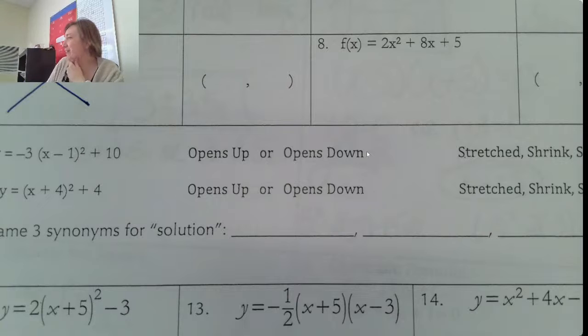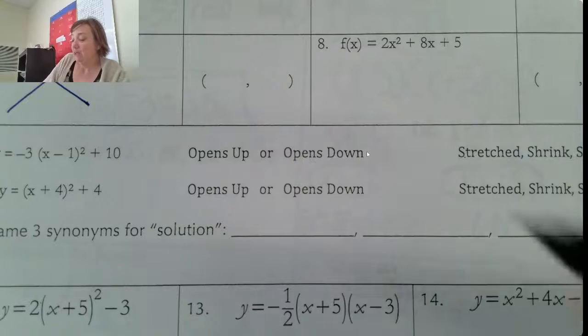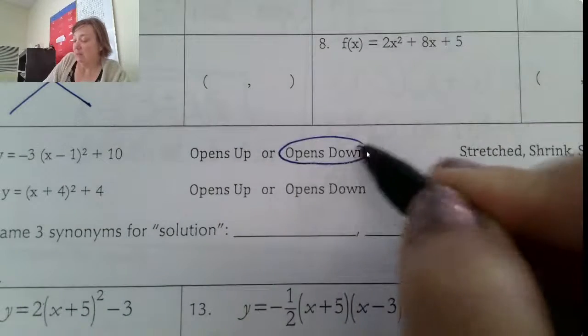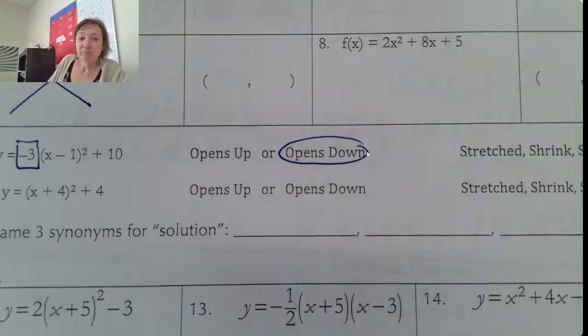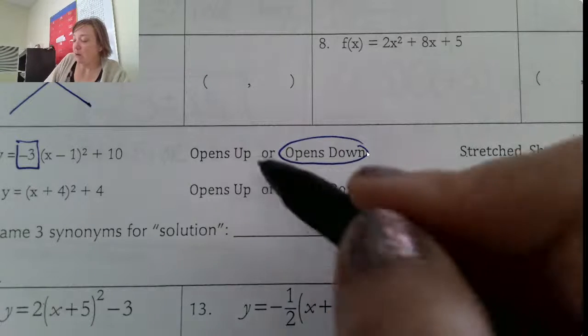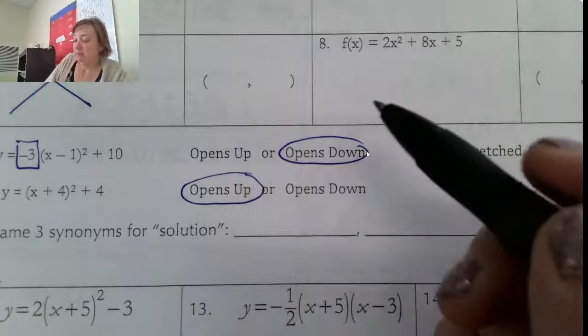Did you even look at the numbers? Why does it open down, Jordan? The A. Yep. The A is a negative. When the A is a negative, it opens down. What about number 10? It opens up. What's our A value for 10?